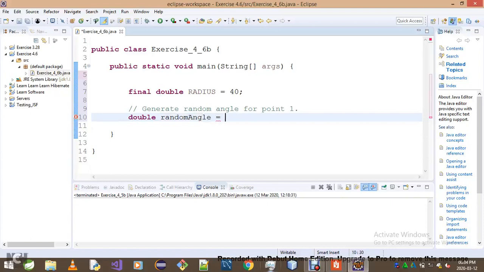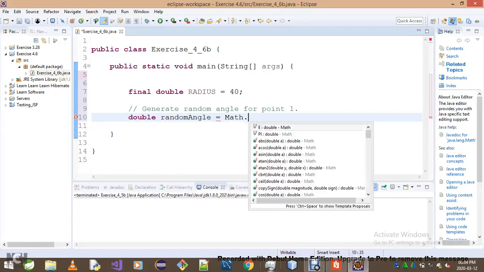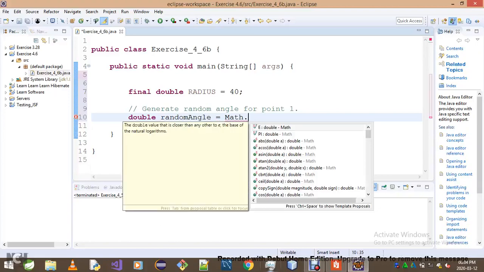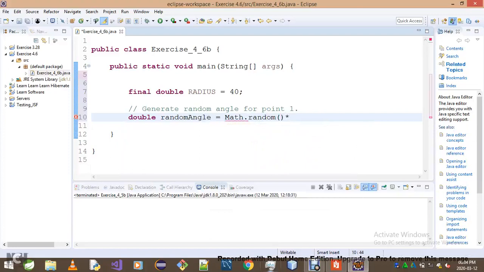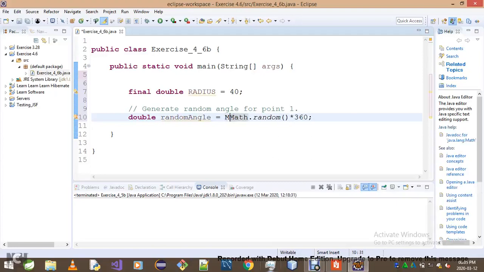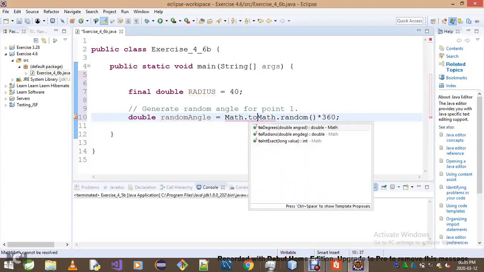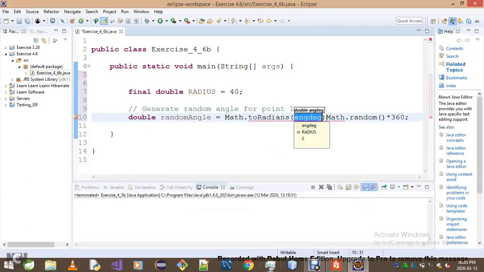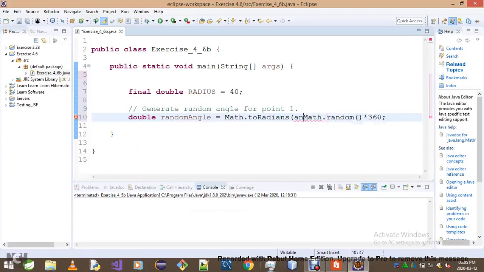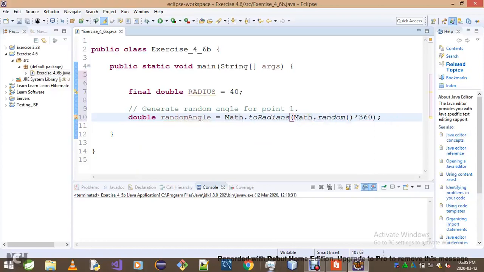What I will do is I would first find a random number between 0 and 360. I'll simply use the random method, finding a number between 0 and 360. Once I do this, what I want to do, because we're working with radians, is to convert that to radians. There is a toRadians method which you can use. So I'll put that randomly selected number. I hope everyone is clear here.